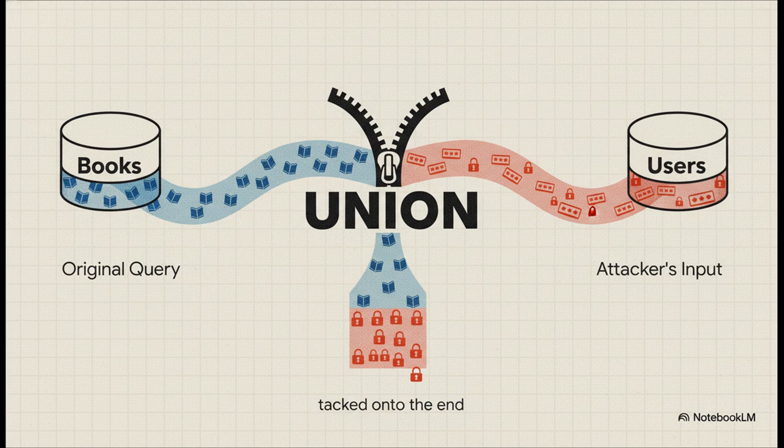The application is just trying to run a harmless search for books, but the attacker's input injects that union operator. It's essentially telling the database, hey, after you go find that list of books for me, I also want you to run this other query to get all the usernames and passwords from the users table, and then just stitch both results together into one big list for me, okay?